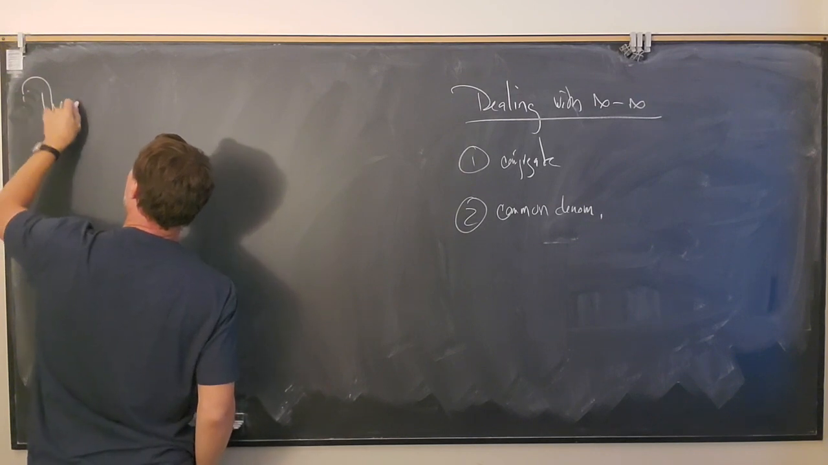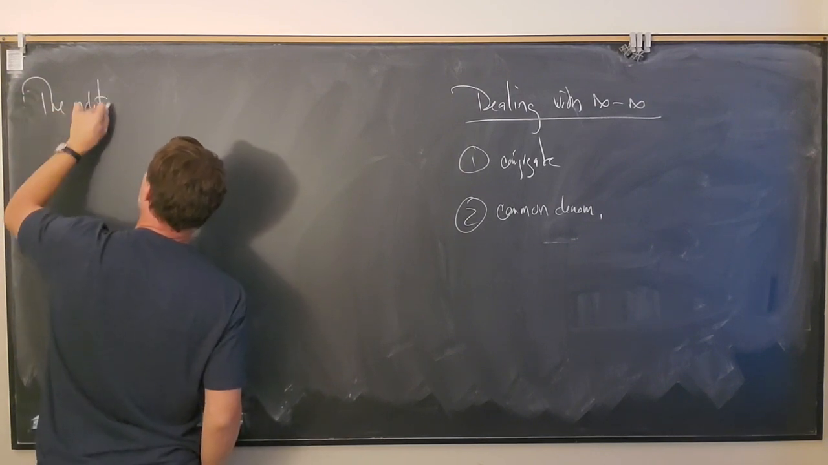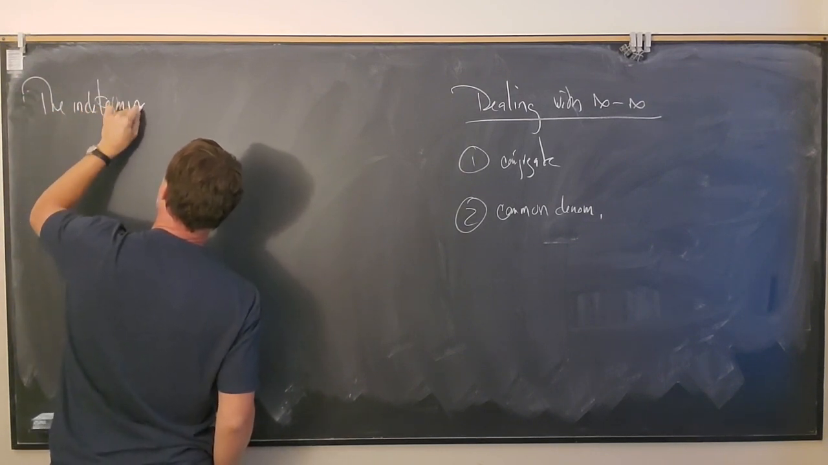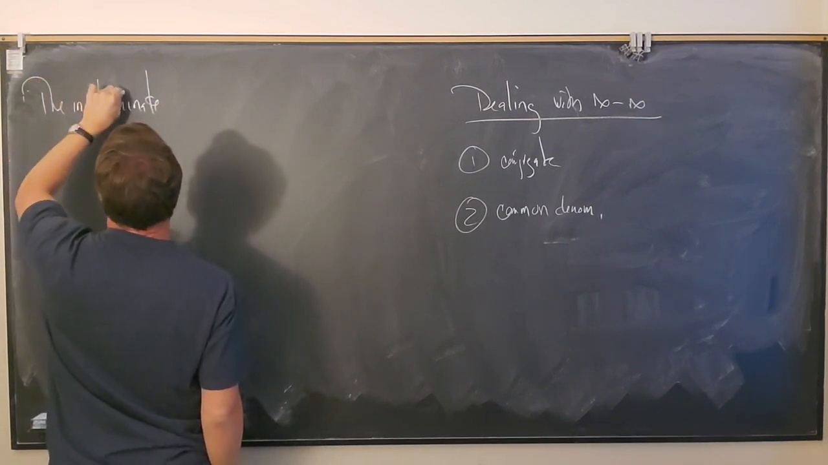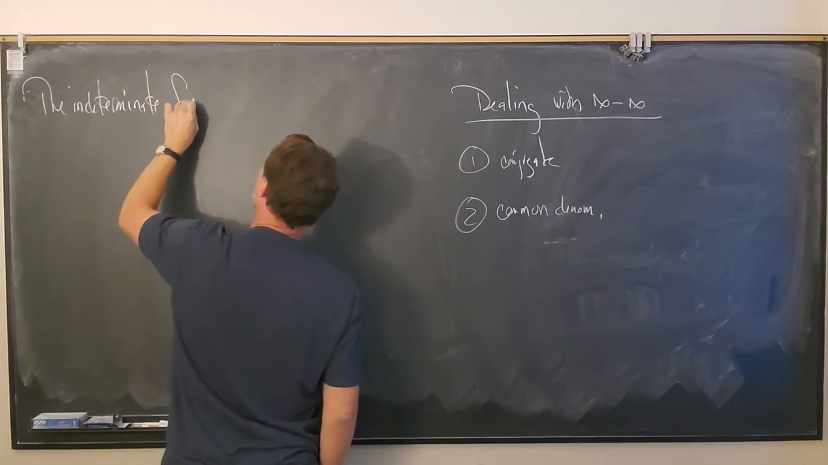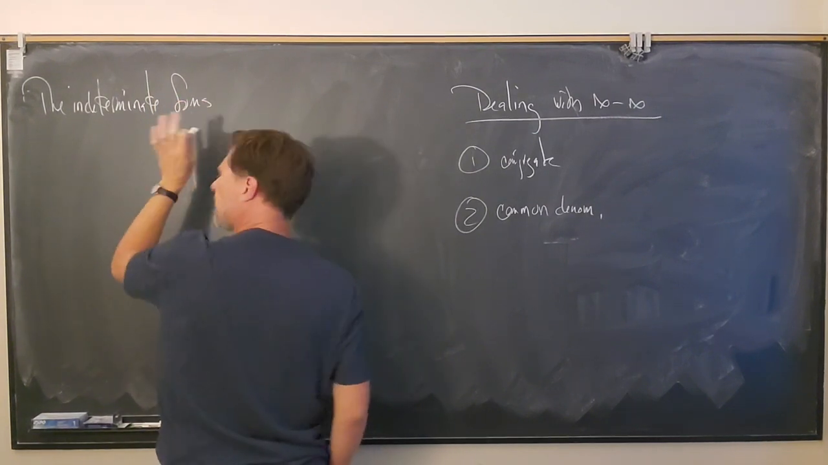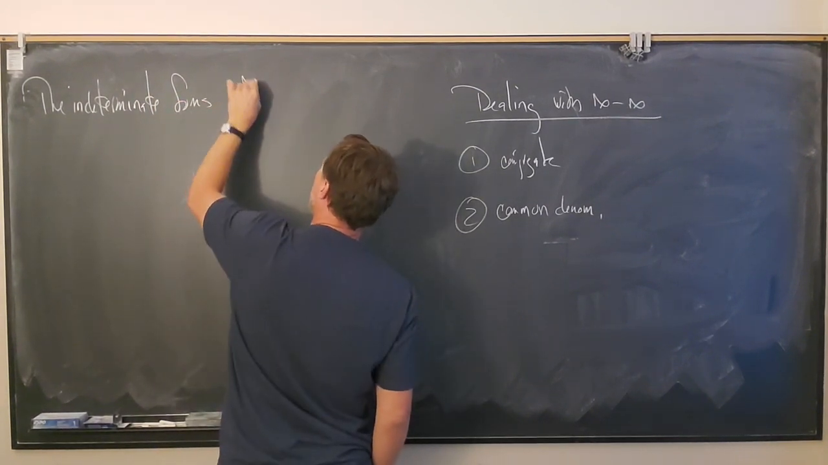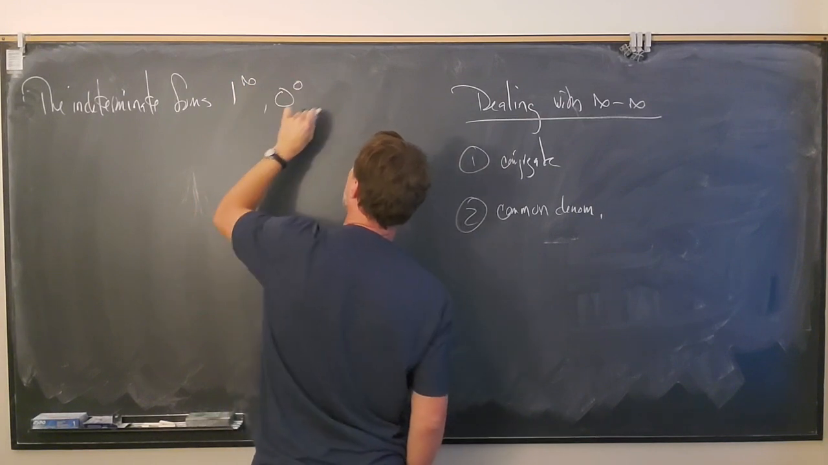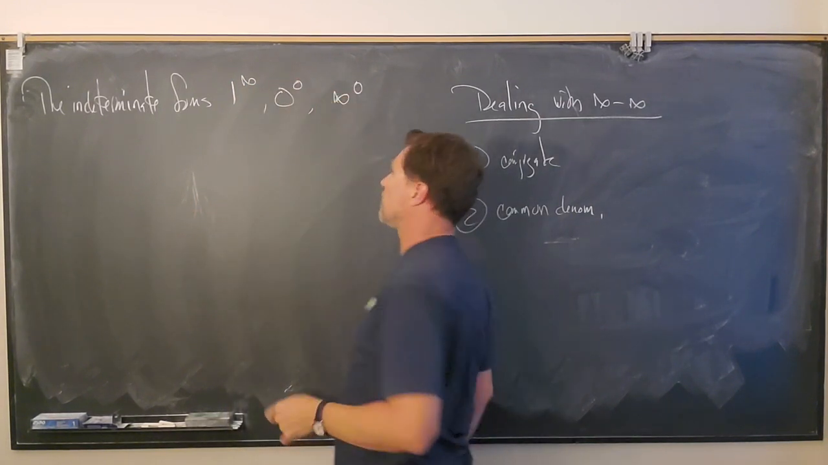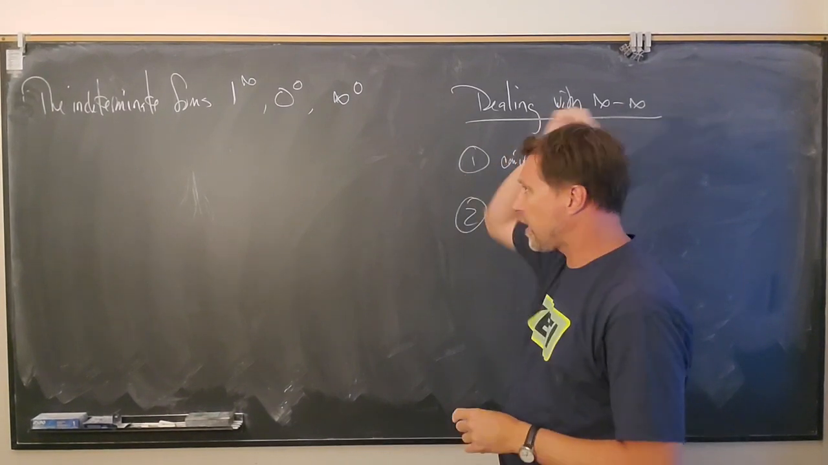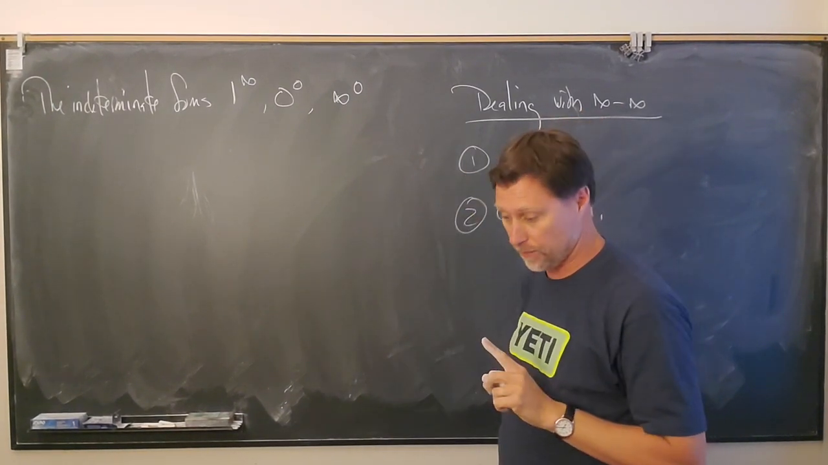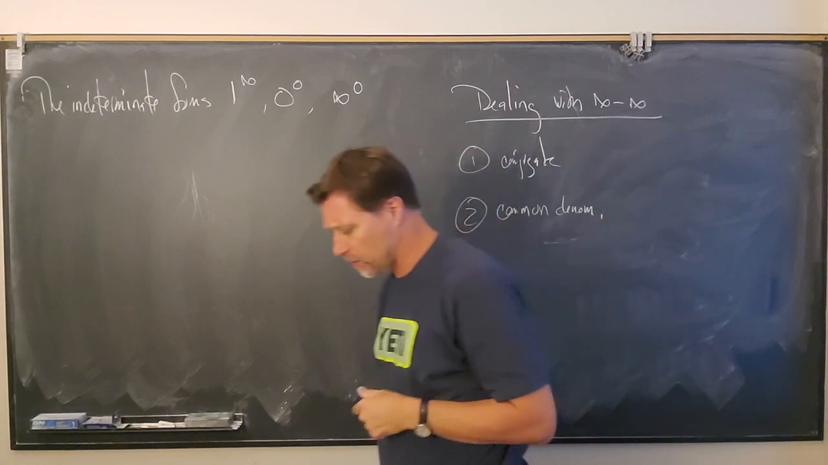Okay, so here's the last of our indeterminate forms. Now there's 3 of them that are all lumped together here: 1 to the infinity, 0 to the 0, and infinity to the 0. These 3 right here are all handled the same way. And so I just want to jump in with an example.